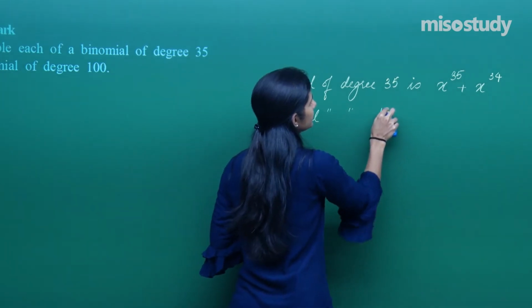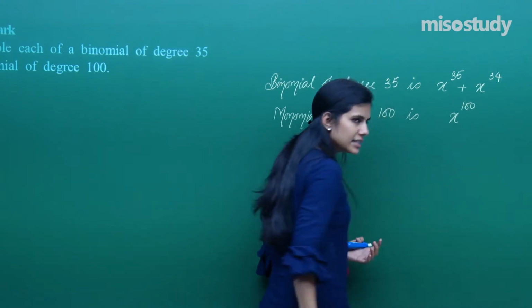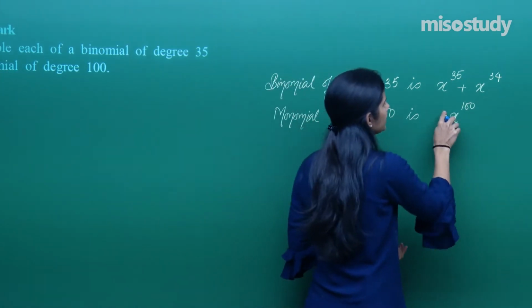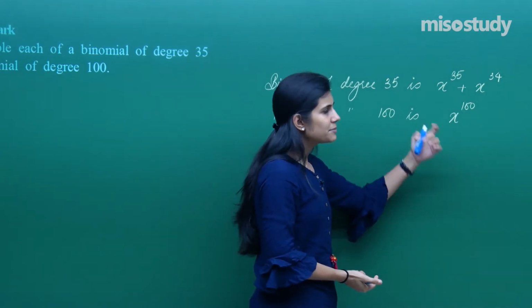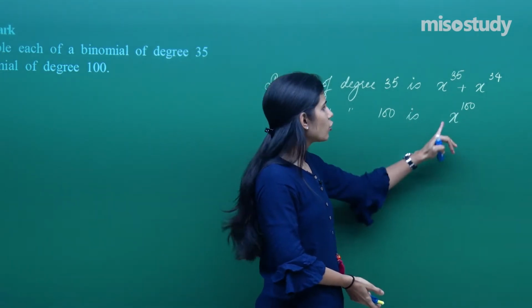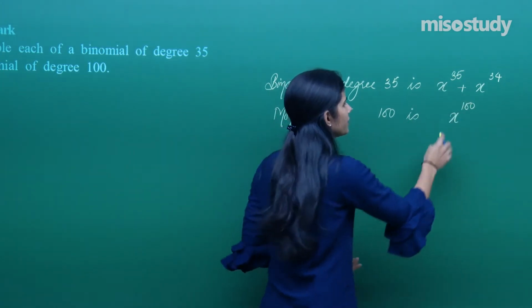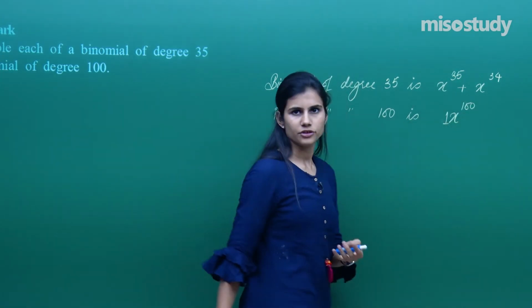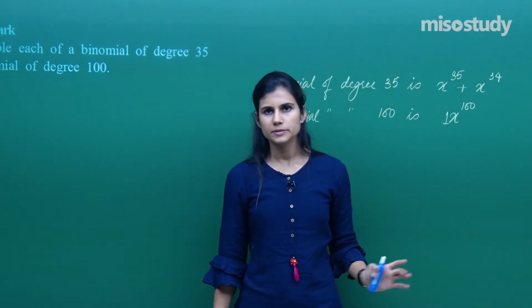And a monomial of degree 100. Now this is very simple. This is a monomial of degree 100. You can keep it to be 2x to the power 100 also, any non-zero real number times x to the power 100. Only the coefficient has to be non-zero so that this doesn't vanish. Fine, I have kept it to be very simple, 1 times x to the power 100. In place of 1 you can keep any non-zero real number, that's your choice.